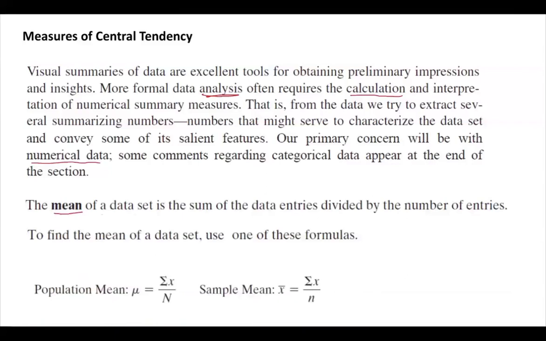If you have a population, the mean is denoted by mu. And if you have a sample, the mean is denoted by X bar. So for each one of these, they have a different representation. Mu is the summation of all observations divided by the number of values in your collection. And then your sample mean is denoted by X bar. Again, you have the summation of all observations divided by the number of values in your collection.